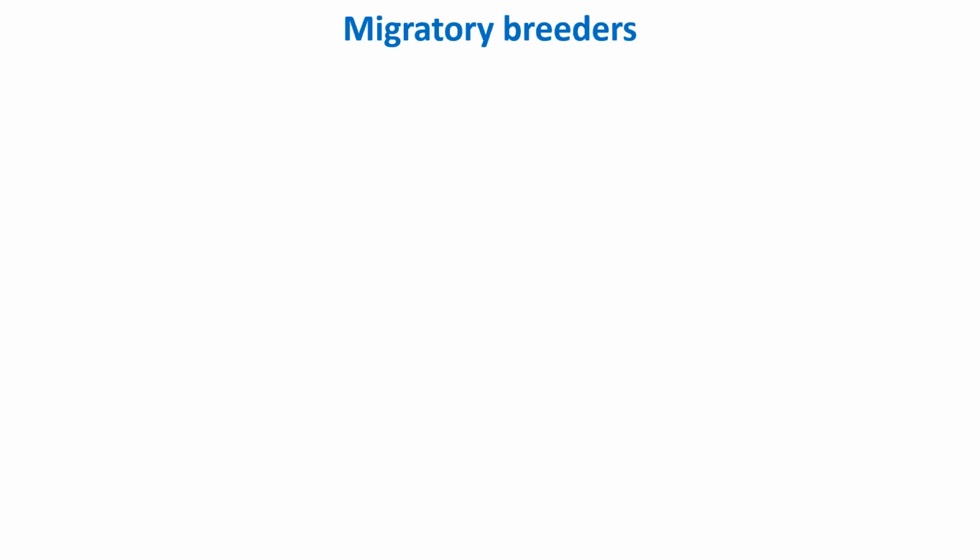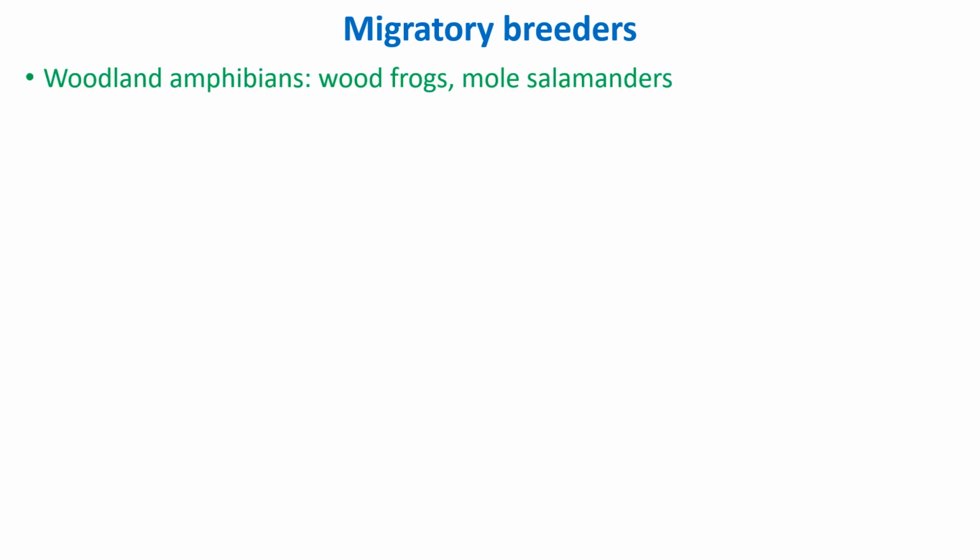So let's talk a little bit about breeding migrants that associate with vernal pools for the purpose of reproduction. Amphibians are the best example, mole salamanders and wood frogs, right?